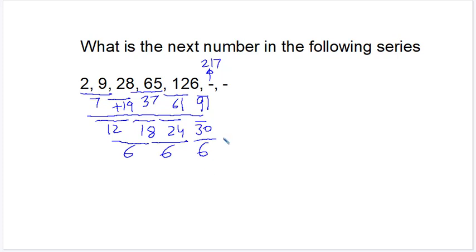The next third level difference is also going to be 6, and the next second level difference is going to be 36, and the next first level difference is going to be 127. So the next term is going to be 217 plus 127, which will be 344.